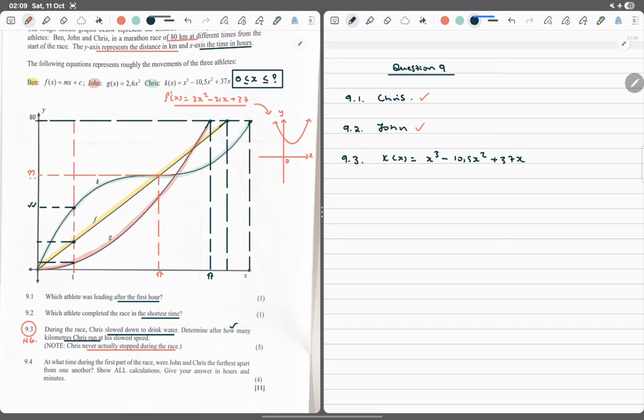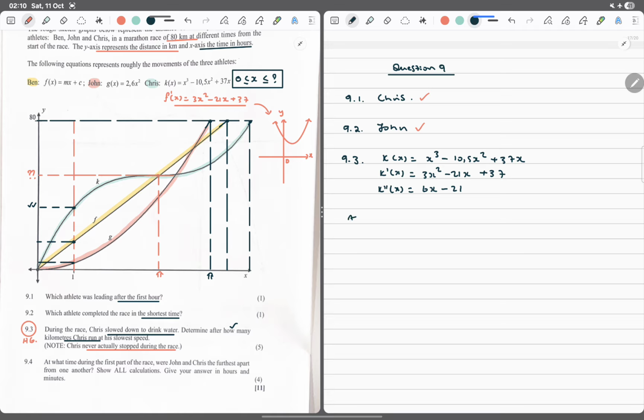Plus 37x, right? And we can say k prime of x is going to be 3x squared minus 21x plus 37. Then we can say k double prime is going to be 6x minus 21.